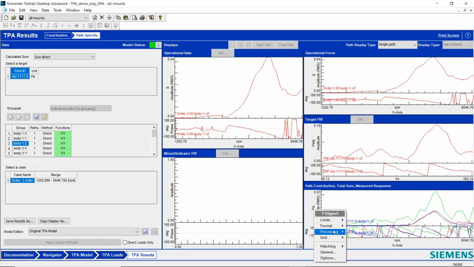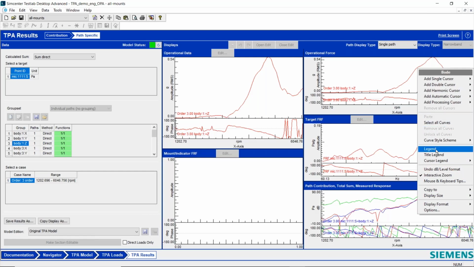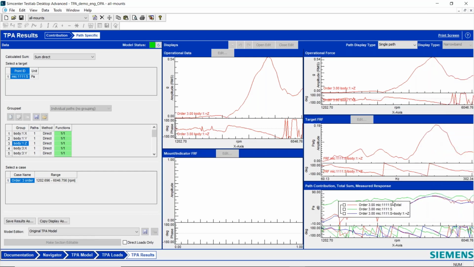And if I put this in DB, I can start to compare that total contribution to the measured. So green is my measured, red is the total contribution, and blue is the contribution to body 1Z path. And that's operational path analysis.